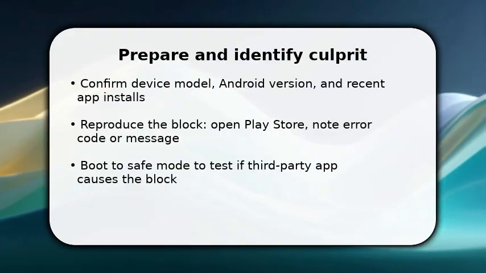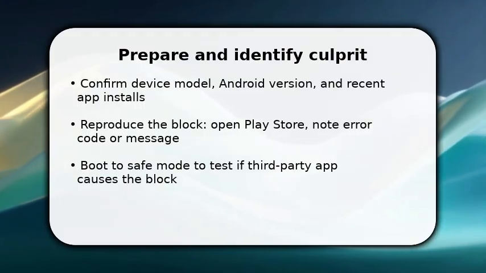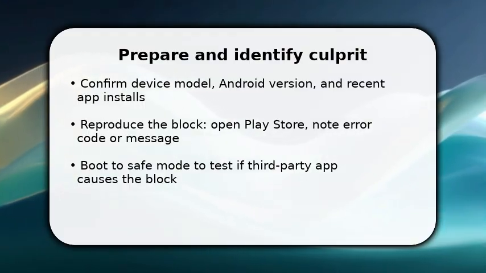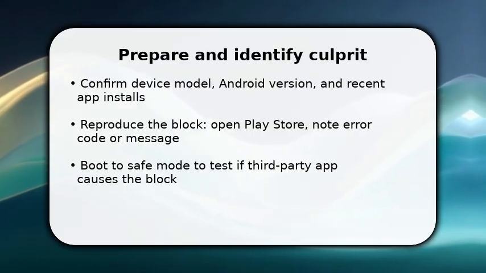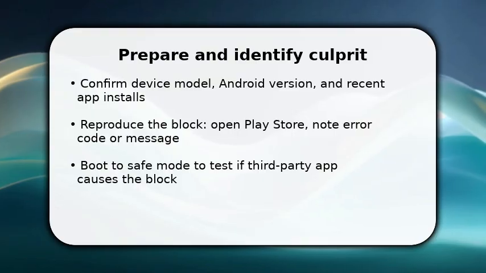You start by confirming device model and Android version so repairs match behavior. Next, reproduce the Play Store block and note the exact error message or code. This tells you whether it's network, account, or app level.